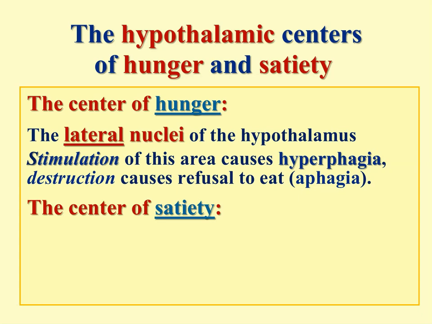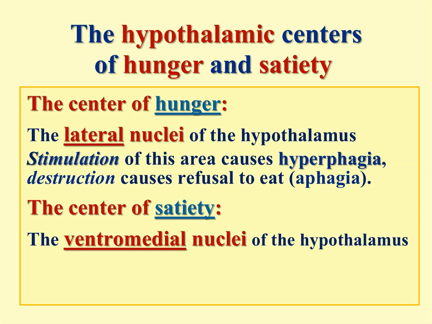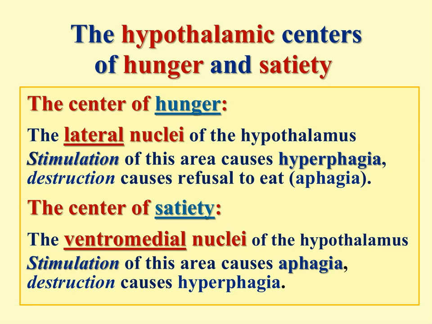Opposite to the hunger center, the satiety center is located in the ventromedial nuclei of the hypothalamus. Stimulation of this nucleus in laboratory animals produces absence of the sensation of hunger. It results in aphagia, absence of eating, while destruction of the center produces absence of the satiety sensation. So satiety doesn't come and the animal eats practically constantly, hyperphagia.